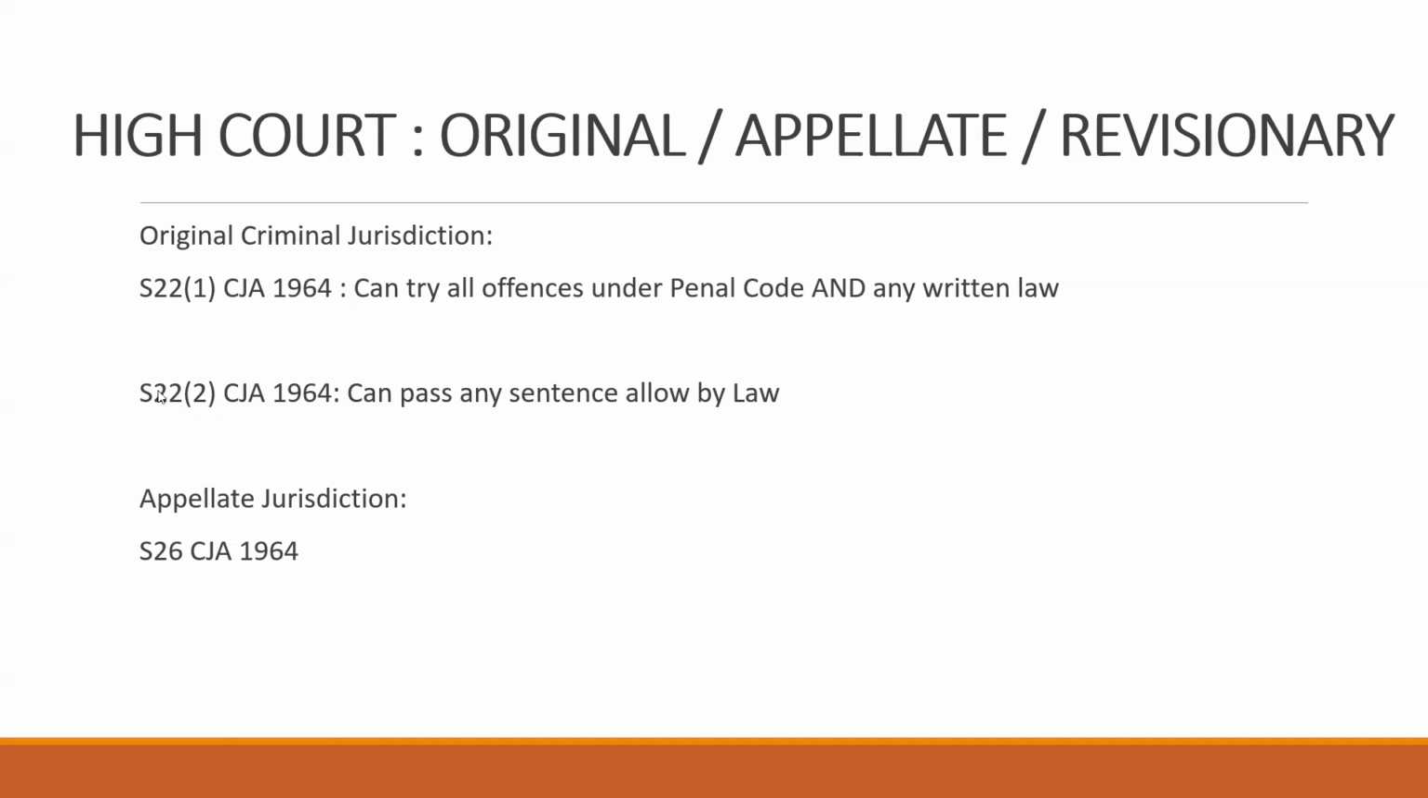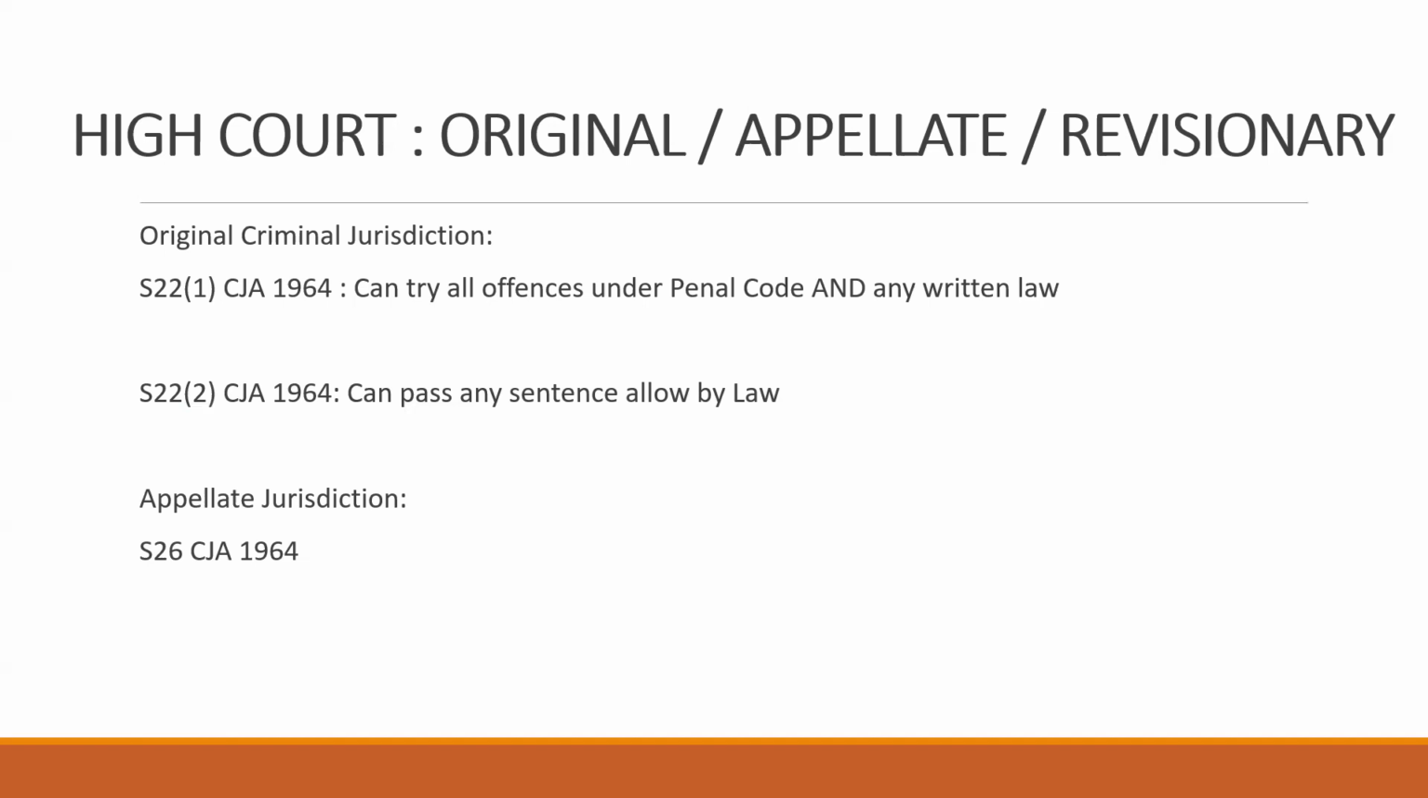Section 22 sub rule 2 CJA said that High Court can pass any sentence allowed by law. That means inclusive of death penalty. They can punish a person with 30 years in prison. They can punish a person to death by gallows also. But still you must remember the maximum whipping is only 24.